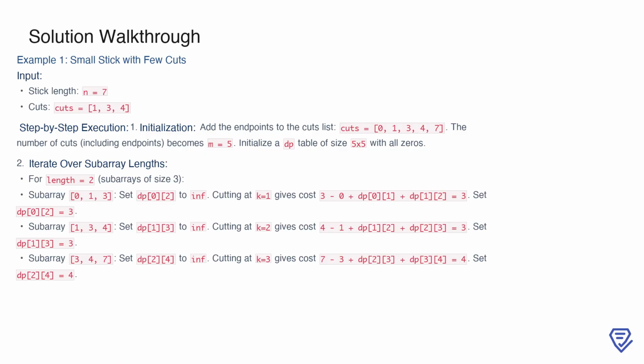We then iterate over subarrays based on their lengths. For subarrays of size 3, corresponding to length equals 2, we calculate the cost of cutting each subarray. For 0, 1, 3, we consider cutting at position 1. The cost is the stick length, 3 minus 0, plus the costs of cutting the left and right sub-sticks, which are 0 since no cuts are made yet. This gives a total cost of 3, so we update dp[0][2] to 3. Similarly, for 1, 3, 4, cutting at position 3 gives a cost of 3, and for 3, 4, 7, cutting at position 4 gives a cost of 4. These values are stored in dp[1][3] and dp[2][4], respectively.